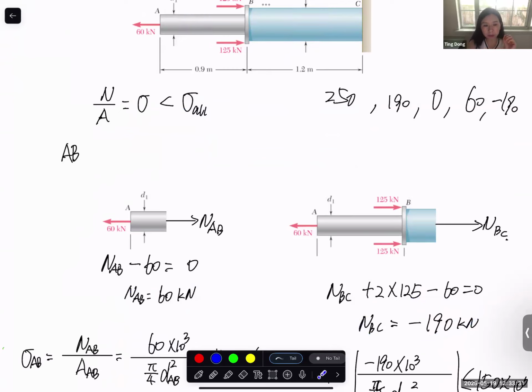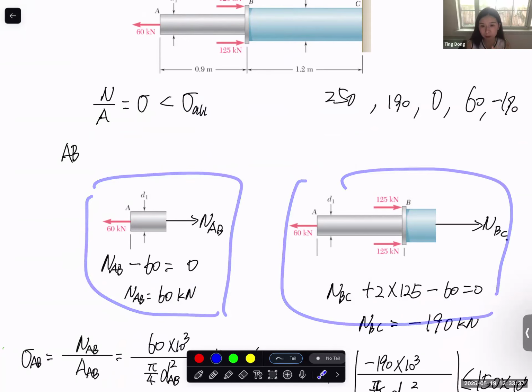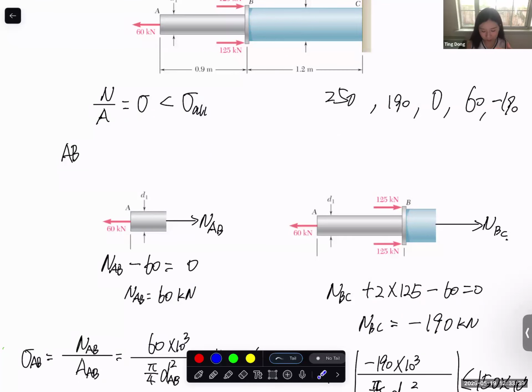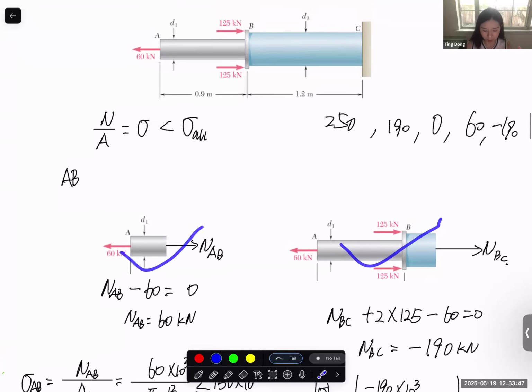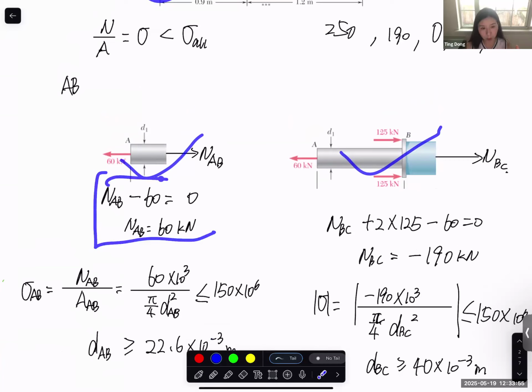Since this is really at the beginning of the semester, I do the free body diagram for this section and this section. But later in the semester, in class, we may skip these steps, because for this tension and compression case it's really simple. If you see this one, you know that the internal normal force in the AB section should be 60, right? We probably can skip these steps.